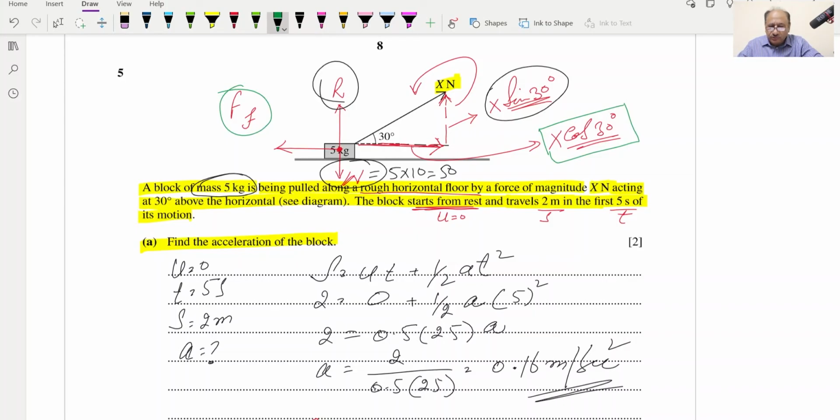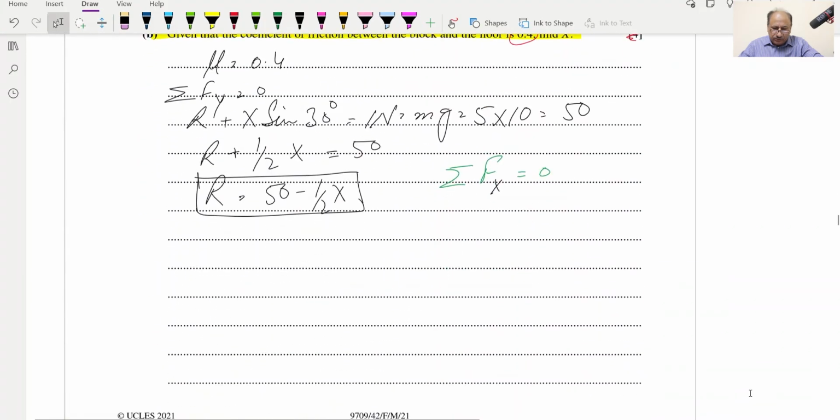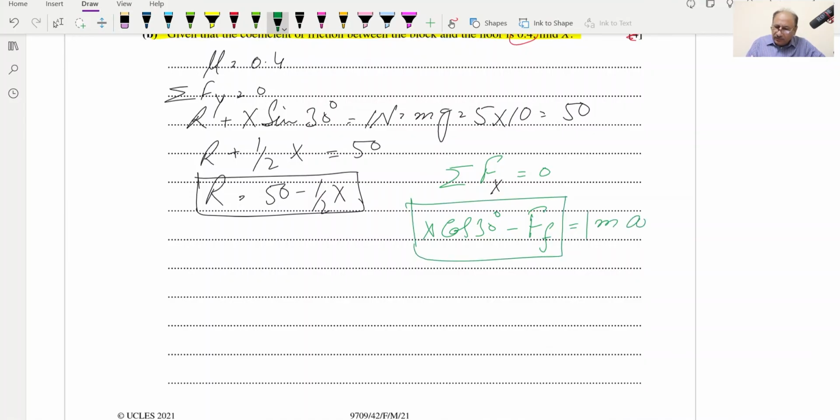These are opposite to each other, so the net force is equal to MA. We can write X cos 30 degrees minus F friction, because it is moving to the right, so friction is acting against it, and this is equal to MA. So Newton's law, F equals MA, we have applied.